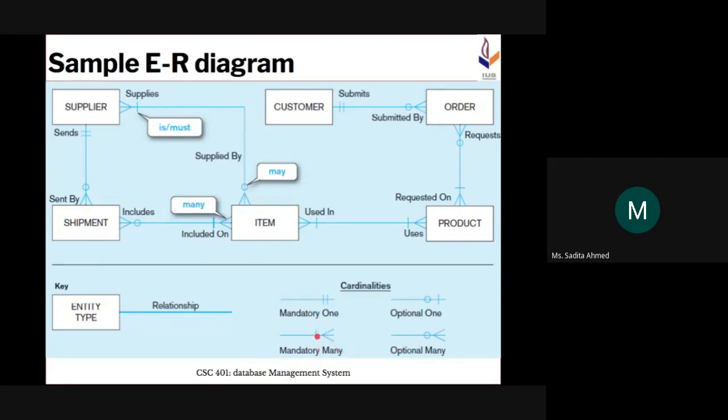Why? An item can have at least one or many different suppliers. Item must have, not just can, must. An item must be supplied by at least one supplier or more.